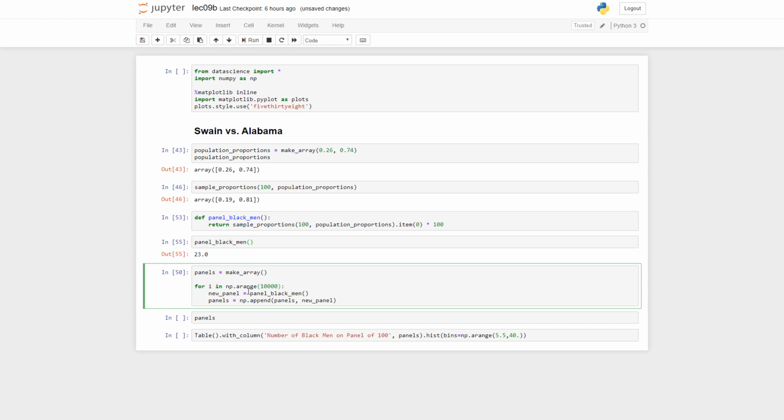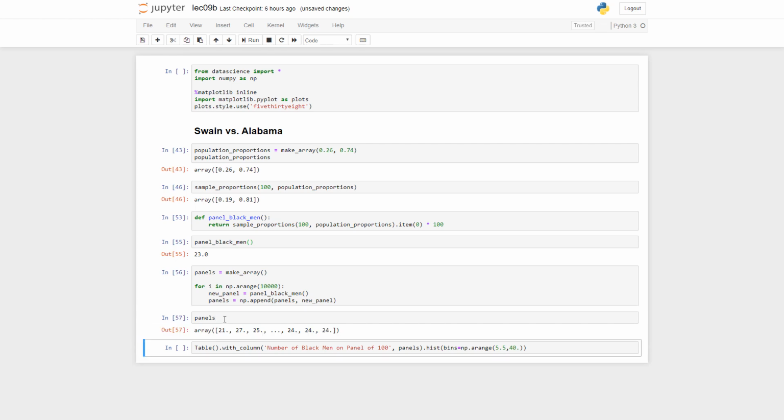So for each iteration, we call that function to get the new panel, actually the predicted number of black men in the new panel, and we append it to the panels array. So if we run this, now we get the 10,000 panels. The panels array should be an array of 10,000 numbers, so 21, 27, 28, 25, and so on. Now let's see the histogram of these numbers.